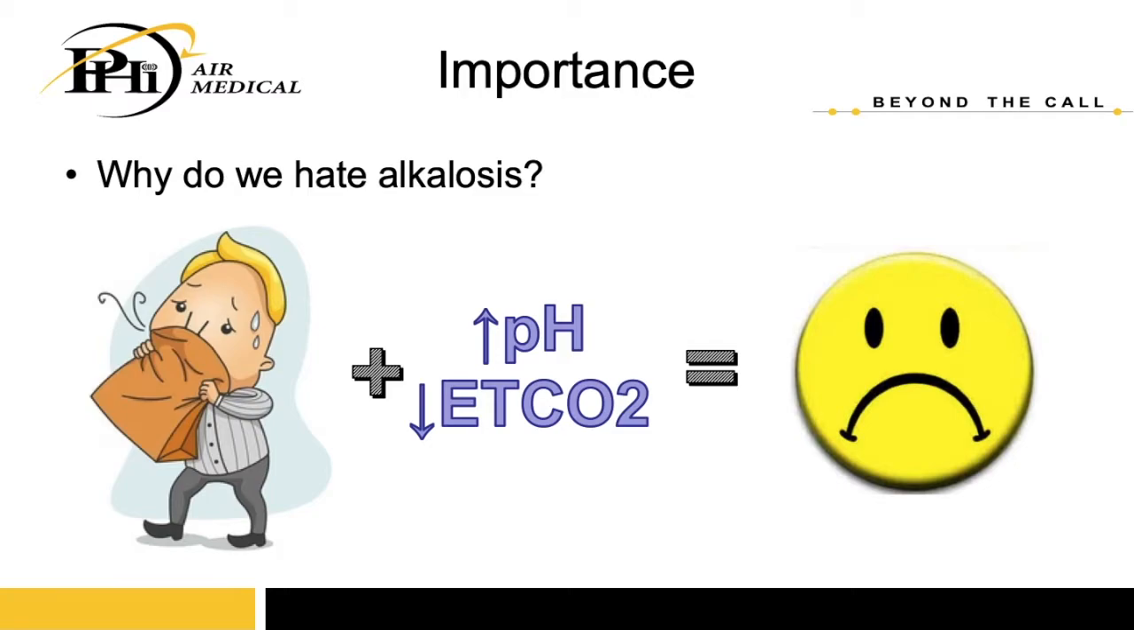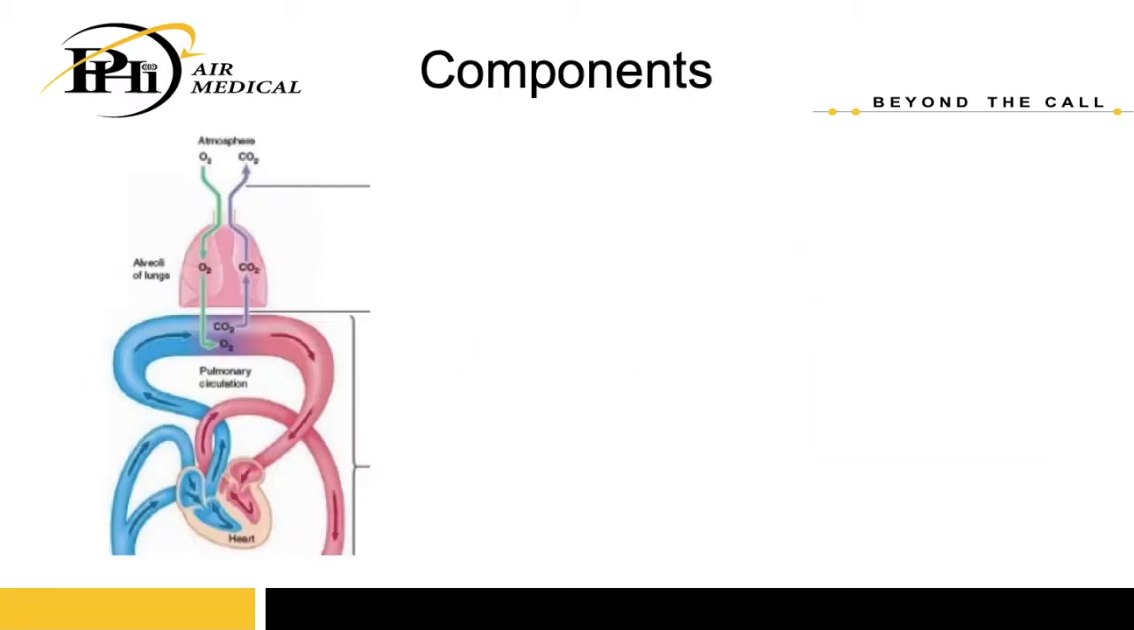In order to understand that, we need to look at the components of what the oxyhemoglobin dissociation curve is. So the first thing we're going to look at is how the hemoglobin becomes saturated with oxygen.